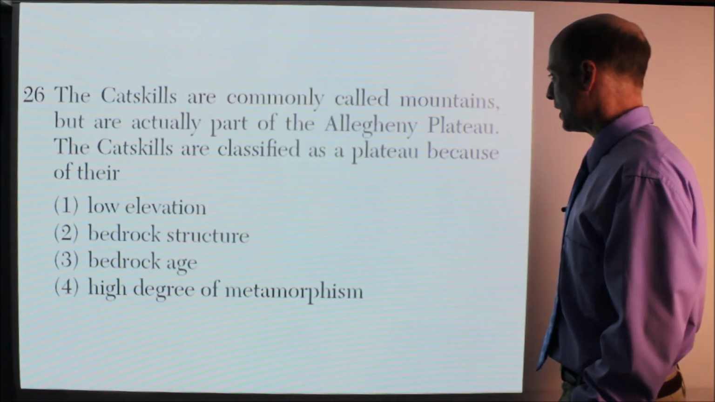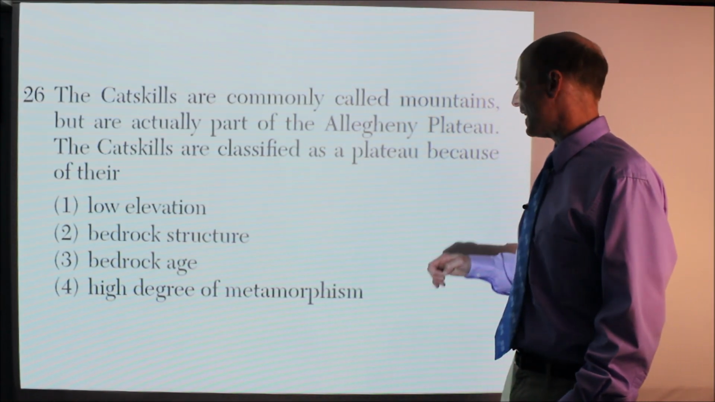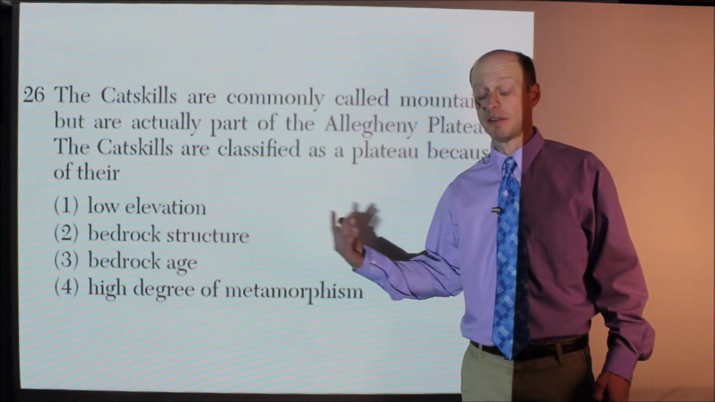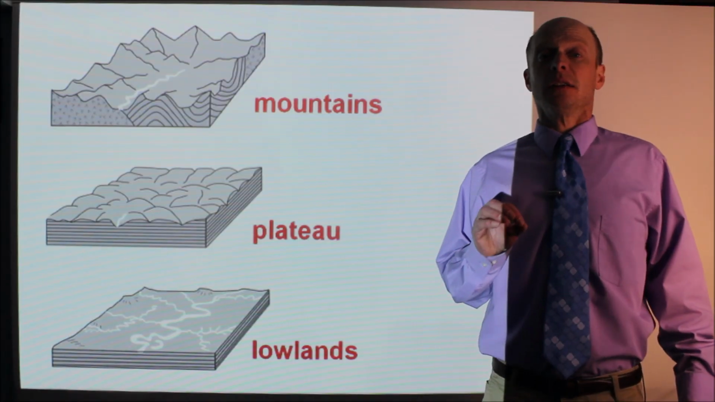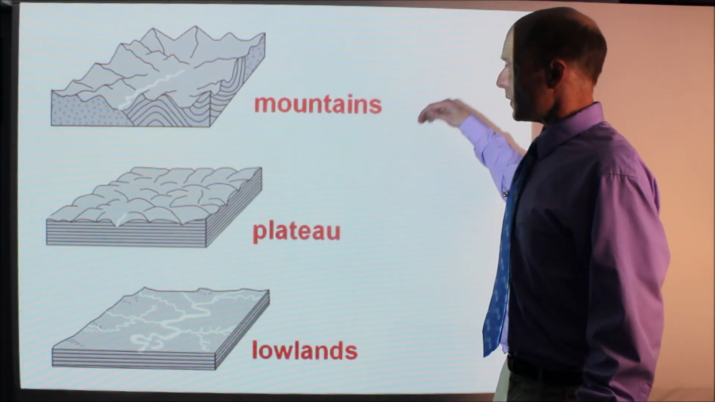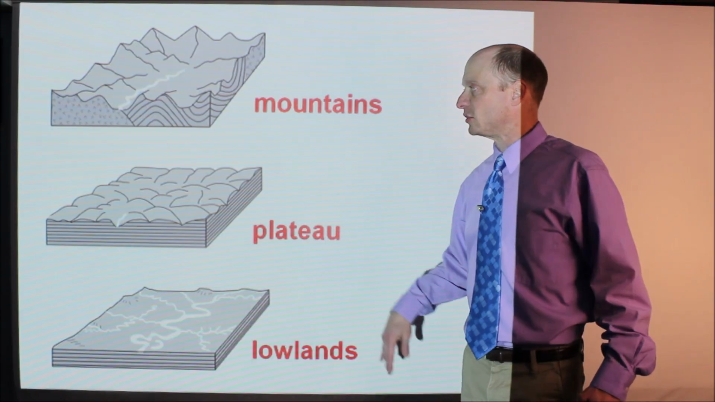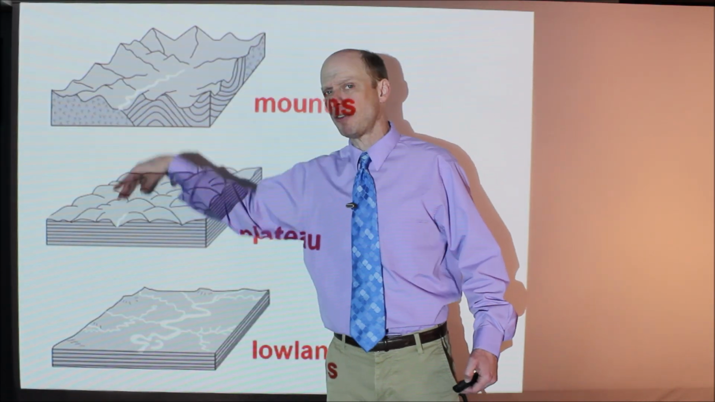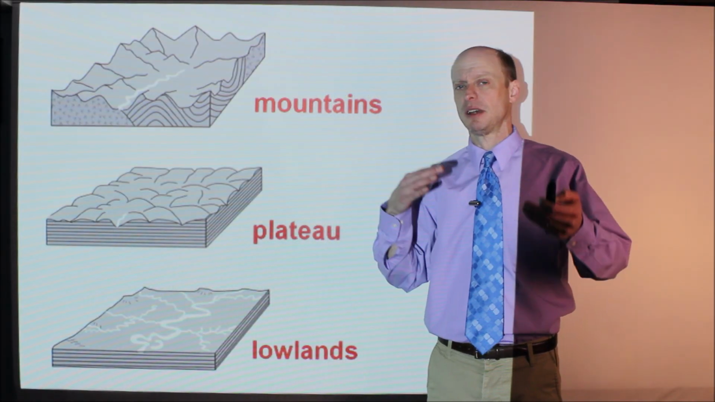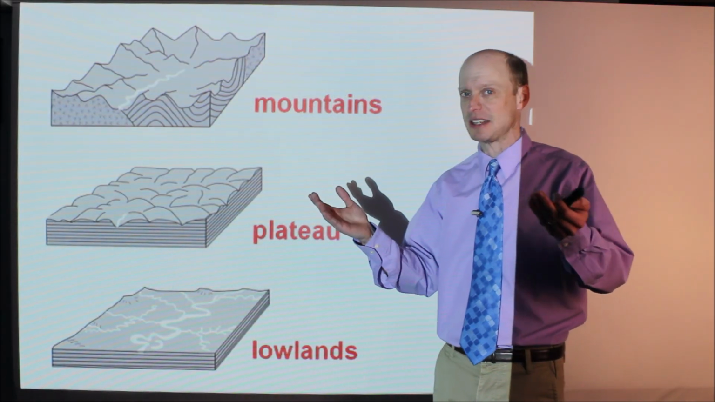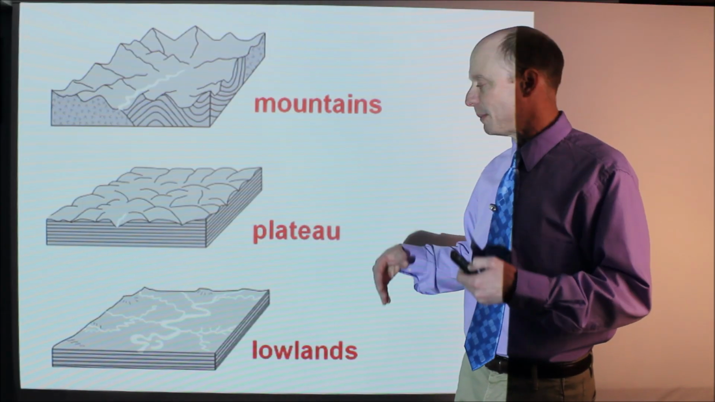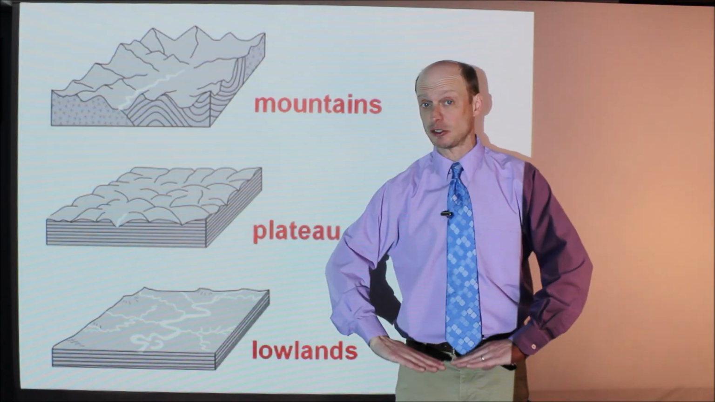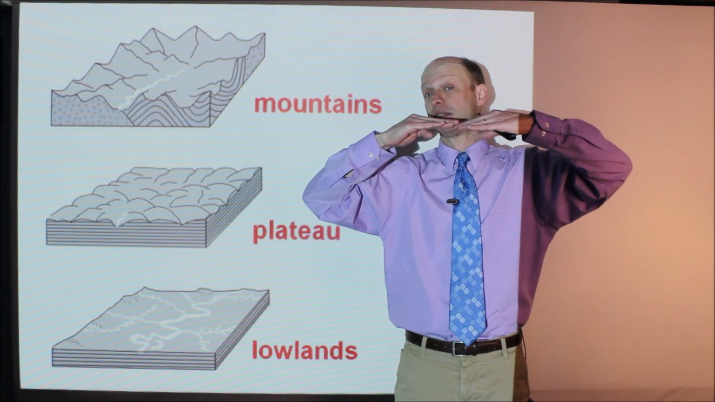26. The Catskills are commonly called mountains, but are actually part of the Allegheny Plateau. The Catskills are classified as a plateau because of what? So let's look at landscapes a little bit. Mountains, plateau, and lowlands. Mountains are high elevation with distorted rock structures. See this folding here and faulting. So the rock layers are really sort of all messed up, or we'll really say distorted, or have been altered somehow. A plateau is high elevation, but the rock layers are pretty flat. So it's been lifted up and remained pretty flat.